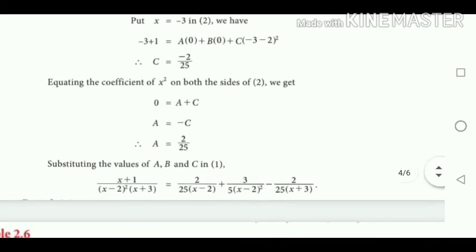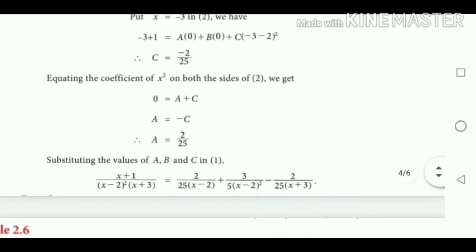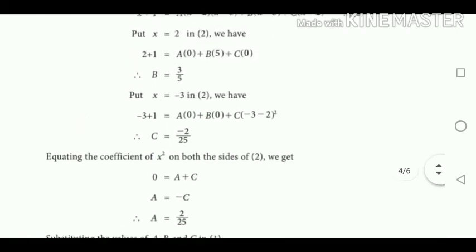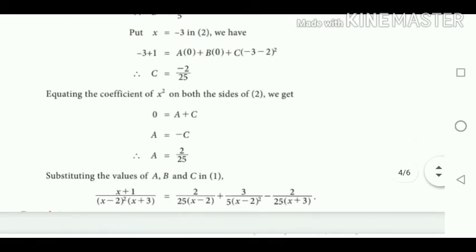Now substitute this value of a, b, c in equation 1. We are getting x plus 1 divided by (x minus 2) whole square into (x plus 3) equal to, the value of a equal to 2 by 25 into (x minus 2) plus b equal to 3 by 5 into (x minus 2) whole square plus c equal to minus 2 by 25 into (x plus 3). Okay. So you may take like this, that is you may take the value of the constant term or x square term or x term depending upon the sum. Okay.